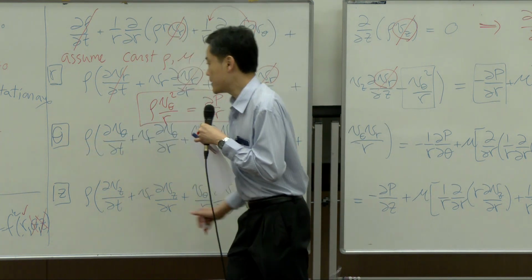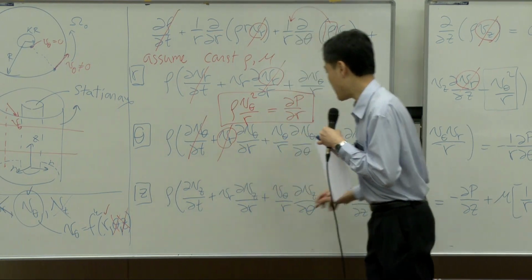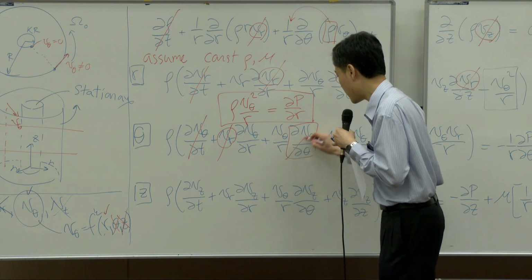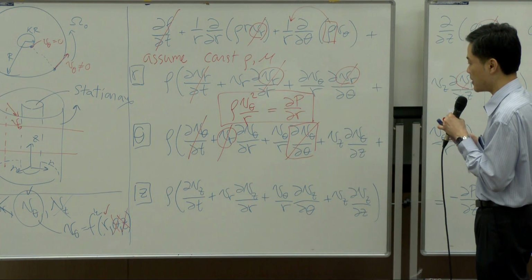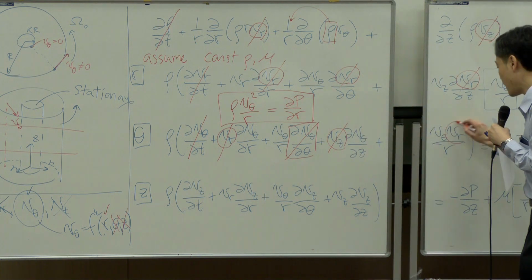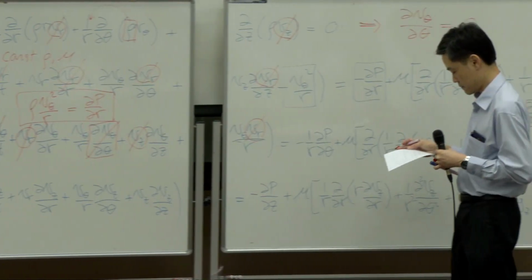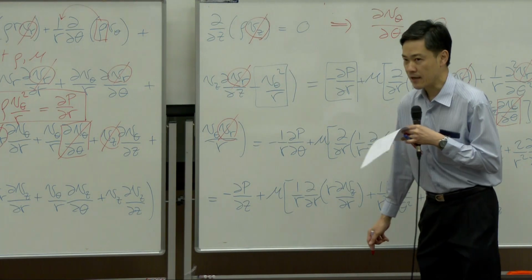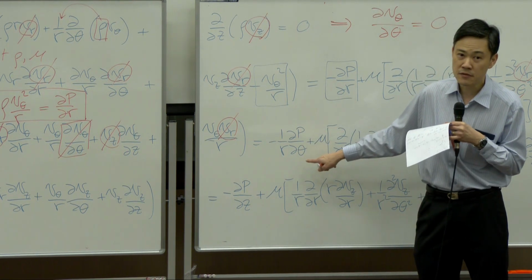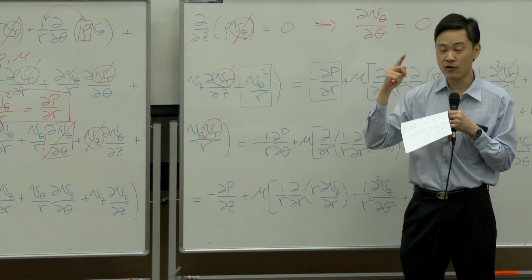For the theta component, steady state assumption, VR here is 0. V theta is not a function of theta, or according to the equation of continuity, the whole term here is 0. Vz is 0. VR here is 0. So the left-hand side turns out to be 0. Right-hand side, do we have pressure gradient in theta direction? Does pressure change with respect to angle?